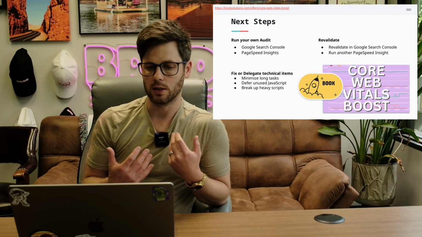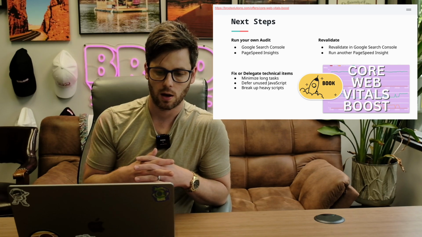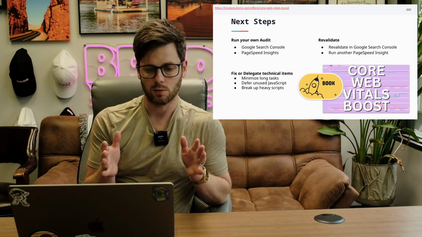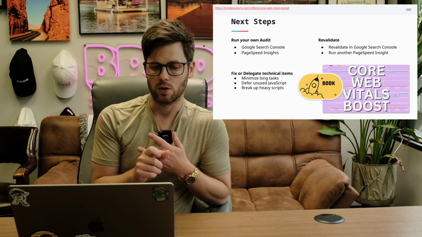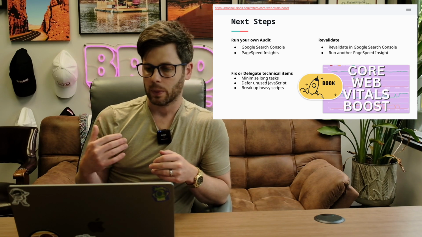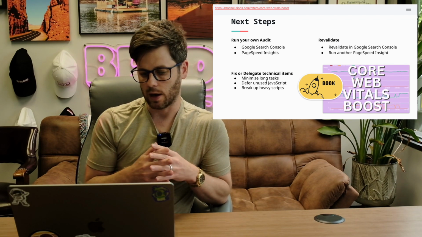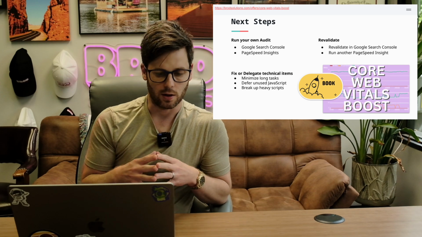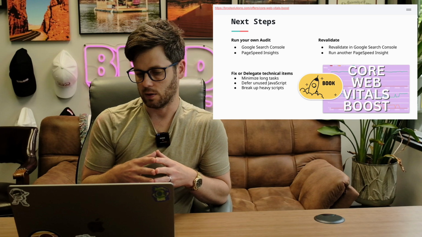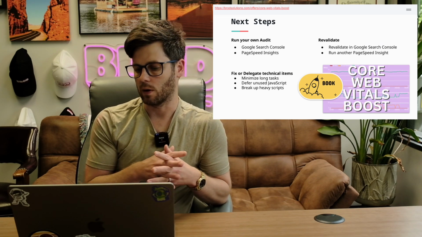So your next steps into discovering if you have an issue on any of these pages is to run your own audit, and that's to start with Google Search Console, see the history of what's going on, find some URLs that are offenders, pop those URLs in the PageSpeed Insights, and get immediate feedback on those. You'll want to go through and fix or delegate those technical items, so minimizing those long tasks, freeing the JavaScript, everything we've talked about so far, getting rid of those heavy scripts. There are some very technical things there that we can help you with on our Core Web Vitals Boost.